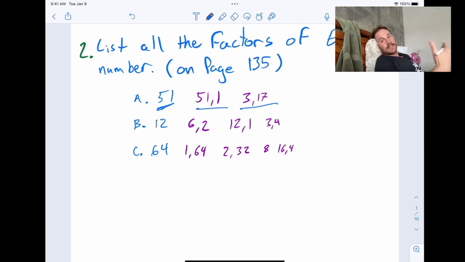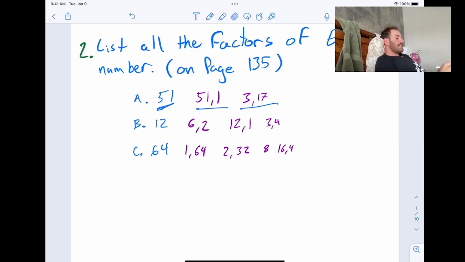So 51, for example, right? Factors of 51 include 51 and 1 and 3 and 17. So 51 times 1 equals 51, so both 51 and 1 are factors of 51. Okay, 3 times 17 will also equal 51, so 3 and 17 are also factors of 51. If you want to pause the video and look over this a little bit, that's totally fine. But yeah, for example, 12 has a bunch of factors. We've got 6 and 2, 12 and 1, and then 3 and 4 are all factors of 12. 64 has a bunch as well.